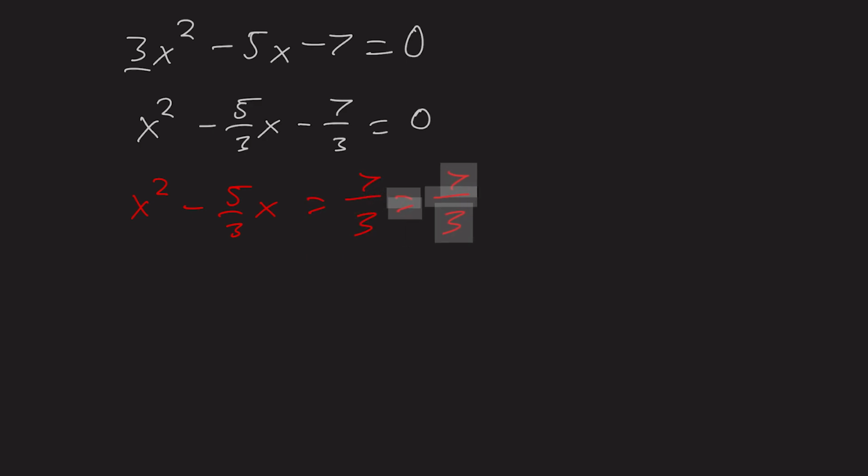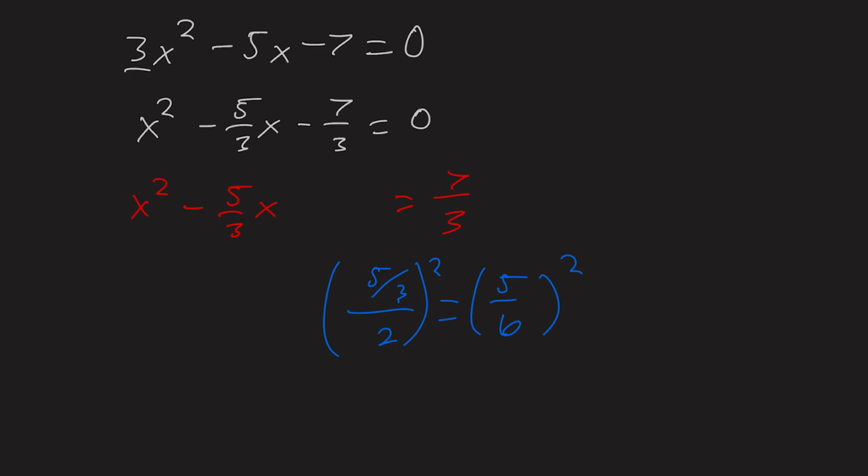Now let's do our little completing the square business, our b over 2 squared. So b is going to be 5 over 3, and we're going to divide that by 2. That's going to leave us with 5 over 6 squared. Okay, so we're going to rewrite our equation as x squared minus 5 over 3x plus 5 over 6 squared equals 7 over 3 plus 5 over 6 squared.